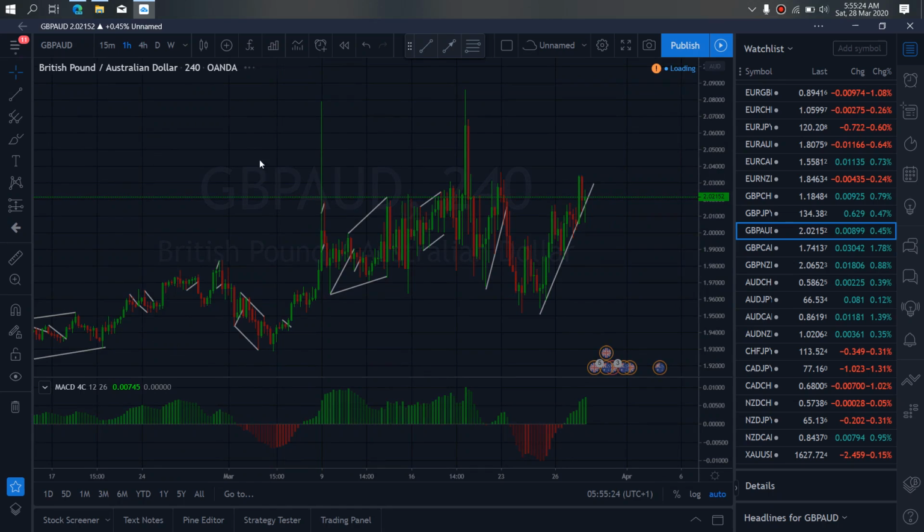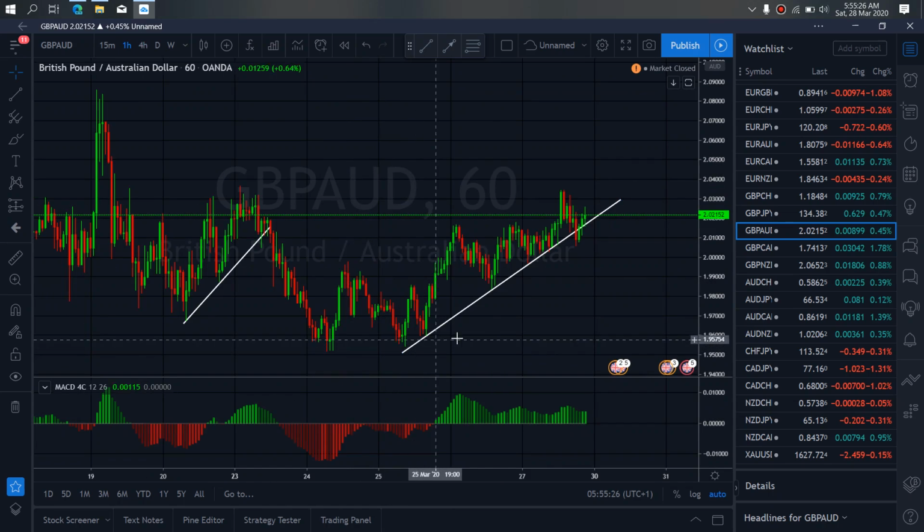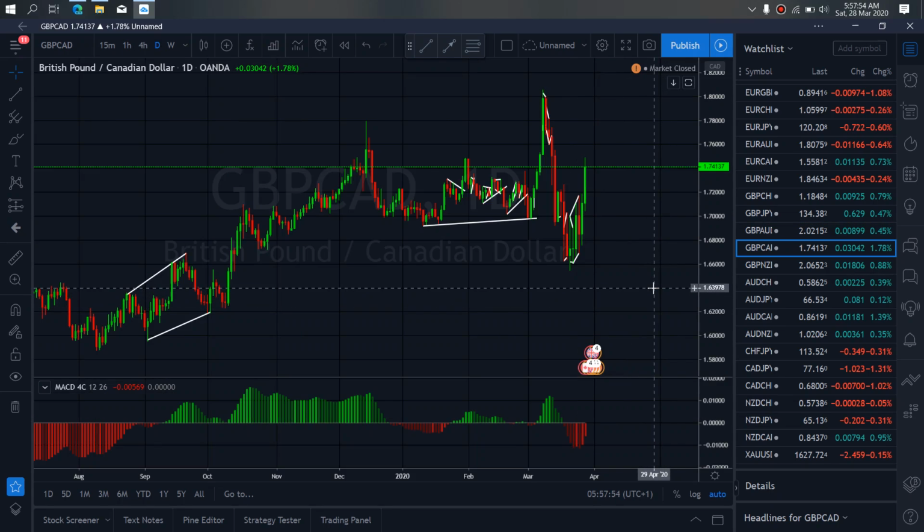So if we zoom to the 1-hour time frame on pound USD, you see that this is trying to break through this trend line. So we'll watch to see if this is coming as a flat structure for more drops to come through to the downside.